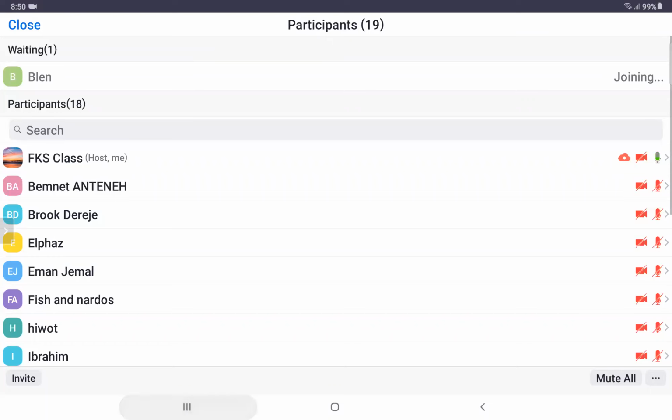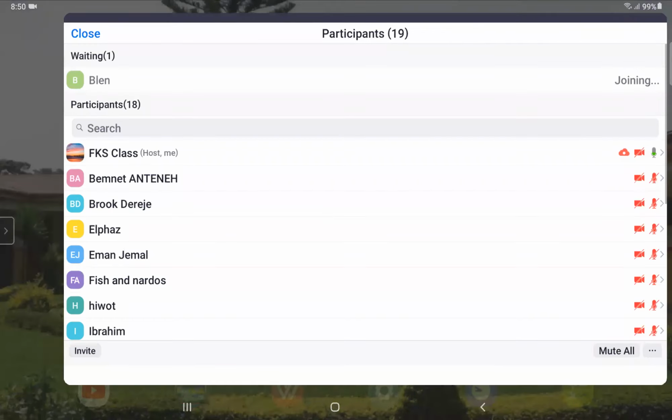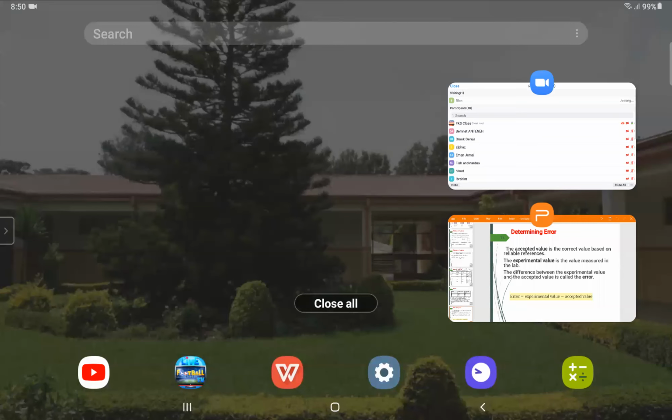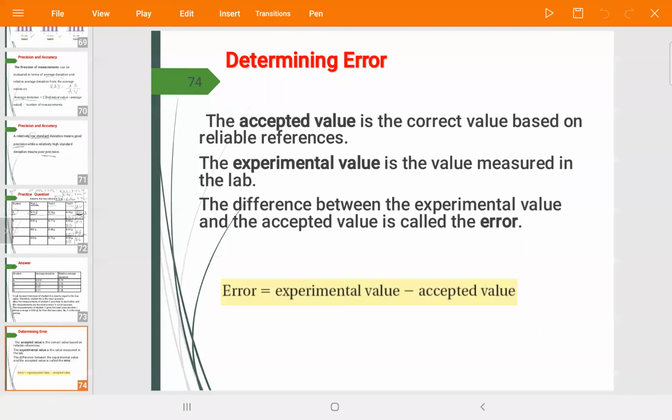So in today's lesson, before I proceed, do you have any question on these concepts?